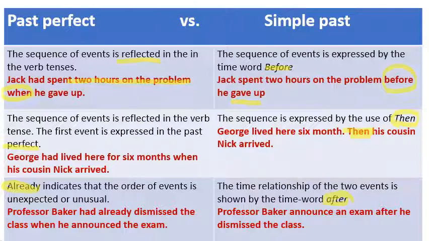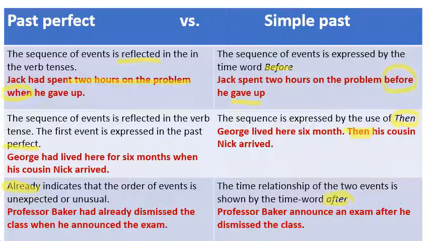Again, now let's move to then. Then also helps in showing the order of events. Let's go back and see here the past perfect. The sequence of events is reflected in the verb tense. The first event is expressed in the past perfect. This is what we usually say. George had lived here for 6 months when his cousin Nick arrived. So the first action is living here for 6 months. This is the first action. And the second action is the arrival of Nick.